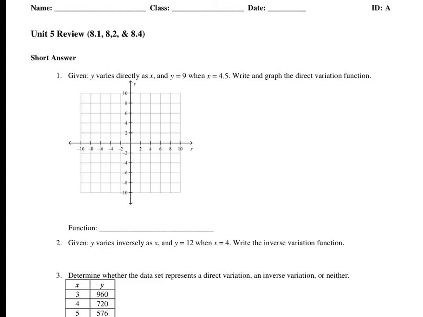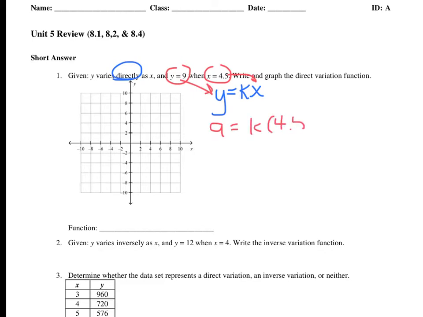Alright, here goes the review. To write a direct variation equation, you need the direct variation equation, y equals kx. So we're going to take the values for x and y and plug them in where they go. And then we're going to solve for k. So we're going to have 9 equals k times 4.5.